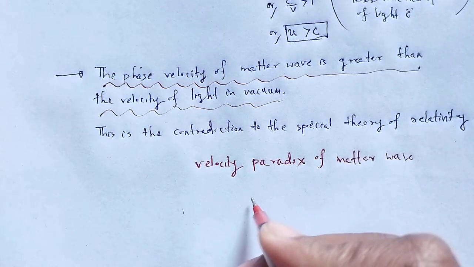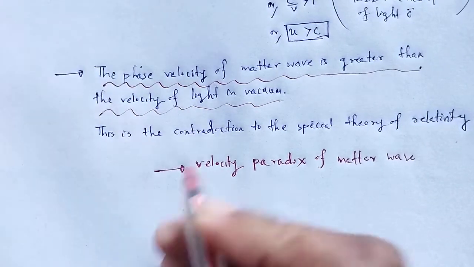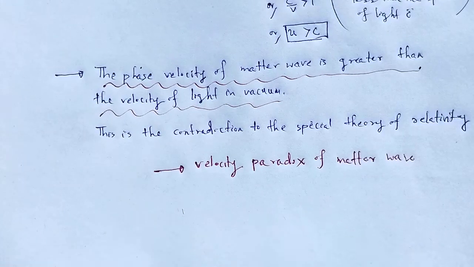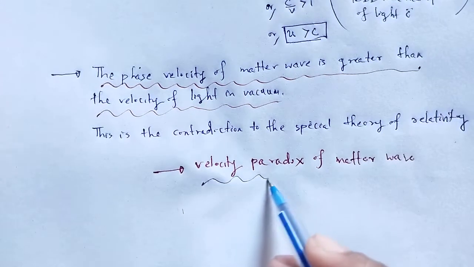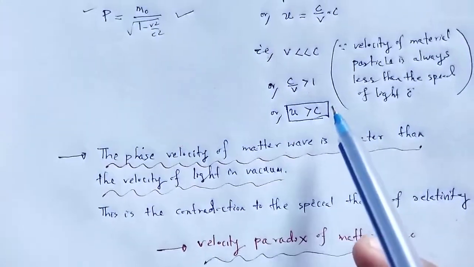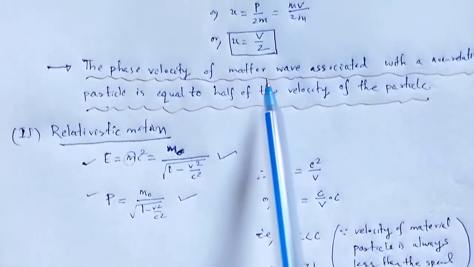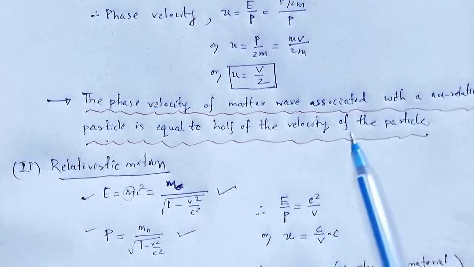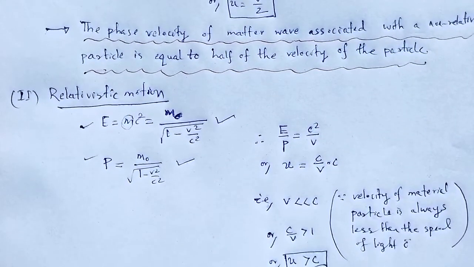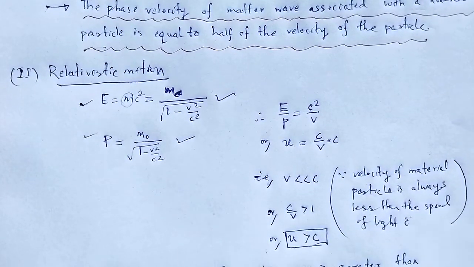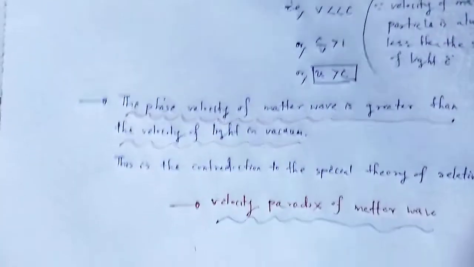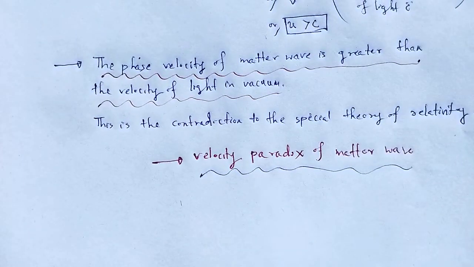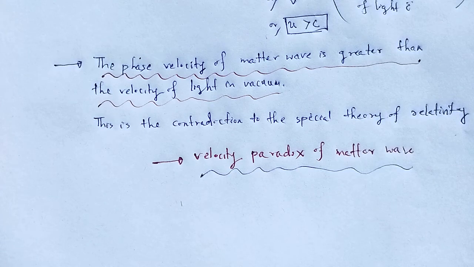Why is it the velocity paradox of matter wave? Since the phase velocity in the relativistic case and non-relativistic case are different from the phase velocity of the de Broglie wave associated with it. This puzzling result is referred to as the velocity paradox of matter wave.